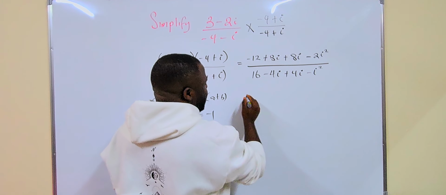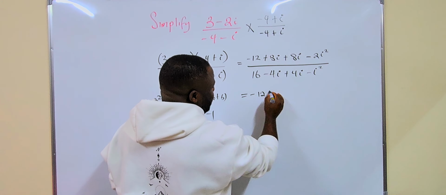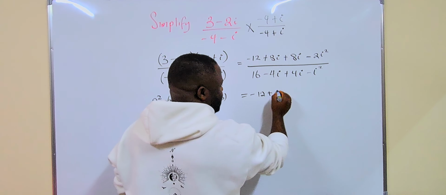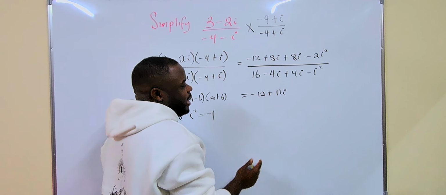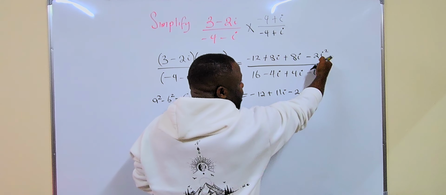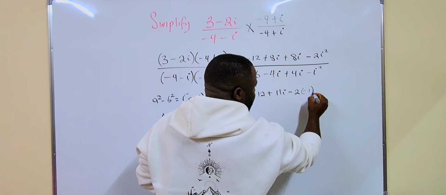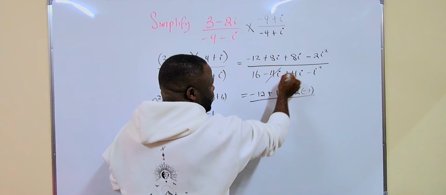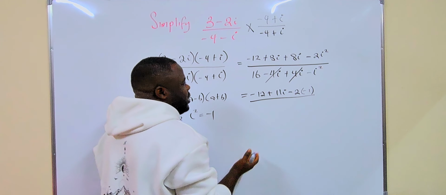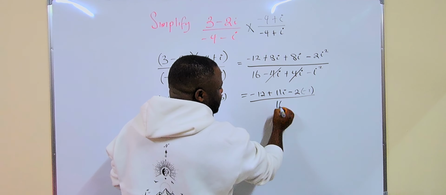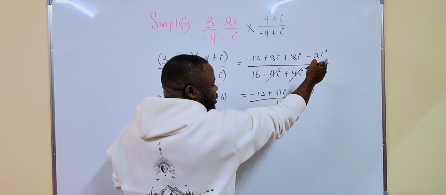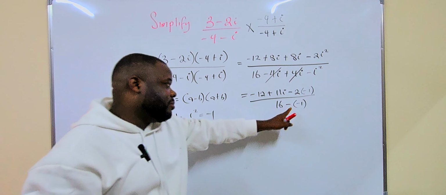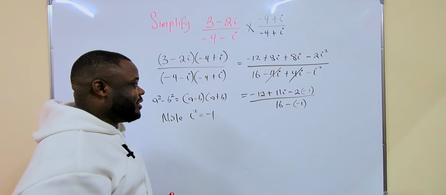So what we are going to do here is we have negative 12 plus 3i plus 8i is going to give us 11i. Then we have negative 2 i squared, and i squared is the same thing as negative 1. Then everything over. This is going to cancel this, of course, because they are going to give you 0. So you have 16 minus i squared, which is what? Negative 1. All right, always put it in brackets so you don't make a mistake.